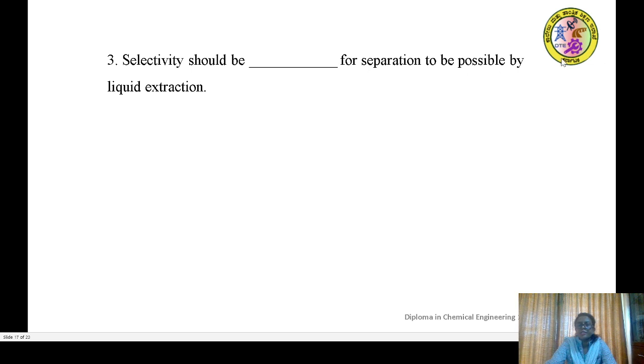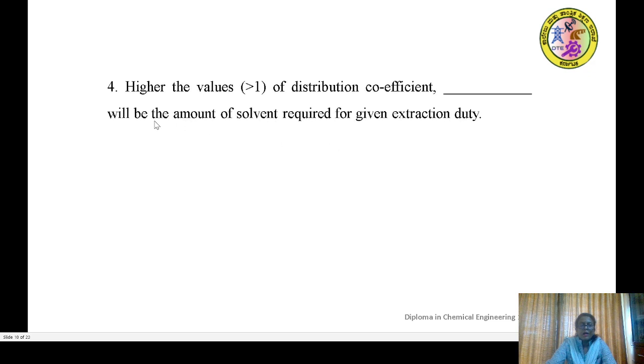Selectivity should be dash for separation to be possible by liquid extraction. So you require selectivity to be greater than 1. Out of the 4 options, it is the first option that is the right choice. Higher values of distribution coefficient means dash will be the amount of solvent required for the given duty. Is it higher? Is it lesser? Is it none of this? Higher values of distribution coefficient indicate that the amount of solvent required will be lesser. So a higher distribution coefficient means we can use less solvent for the given duty.